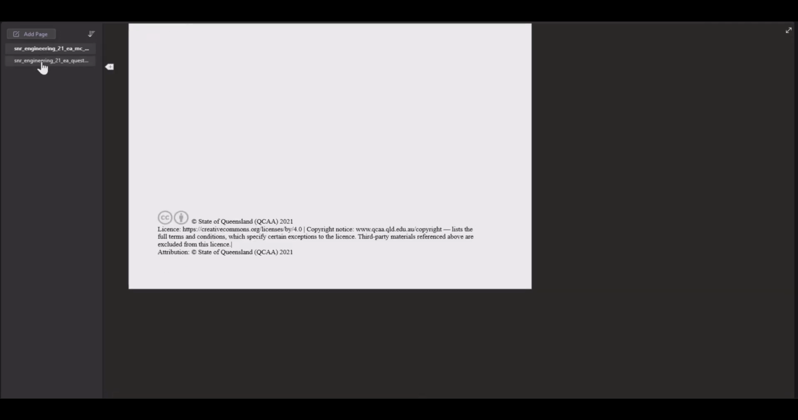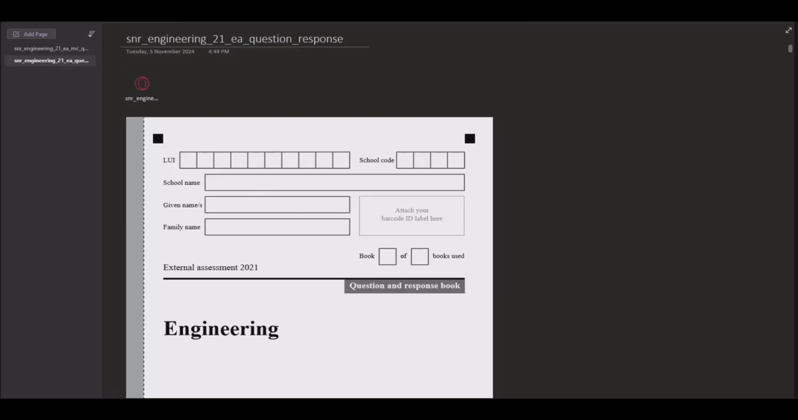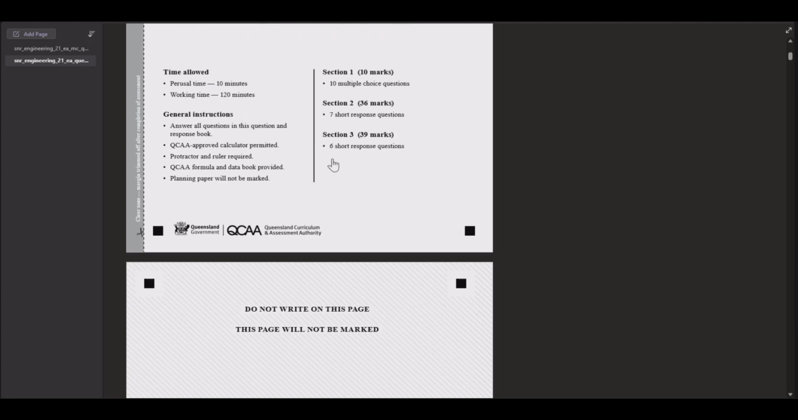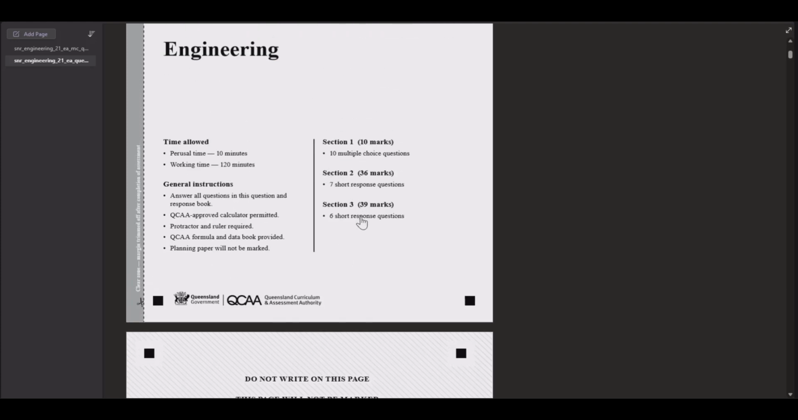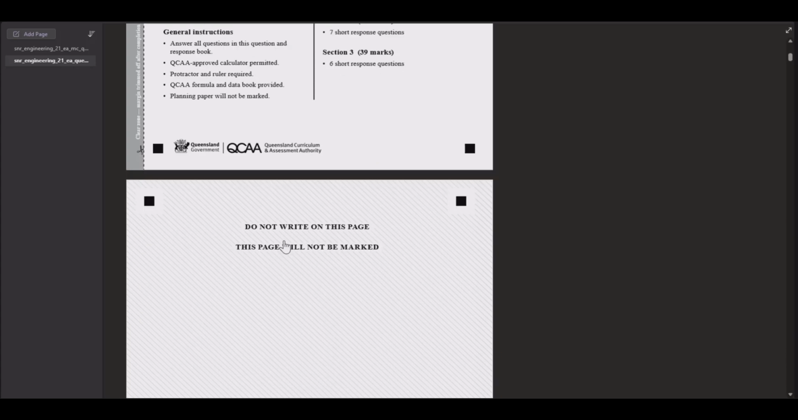Okay, so multiple choice done. Let's head on to the question response. This one looks like it's a little bit shorter, but there's a few more marks than 2020, if I remember right. Could be wrong. But yeah, let's give it a shot.